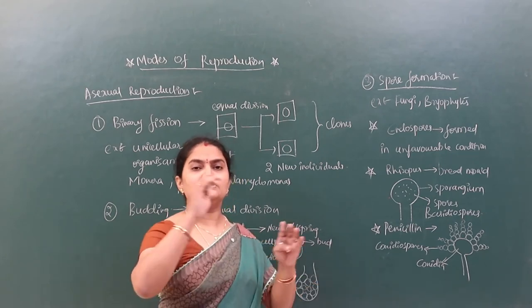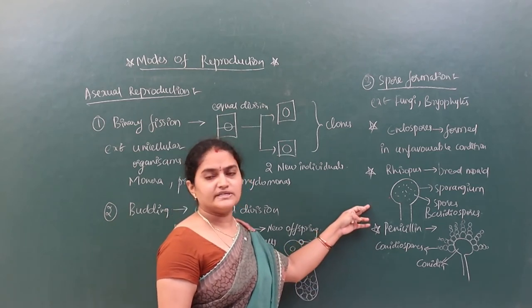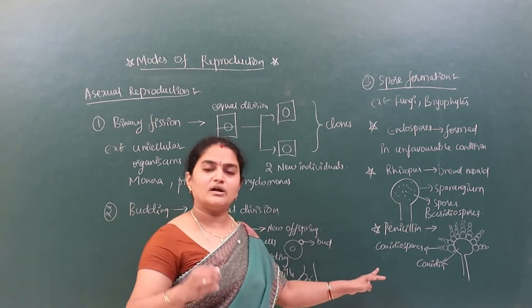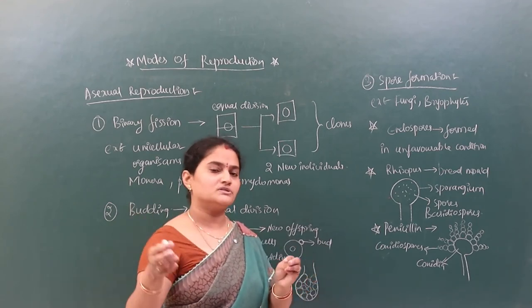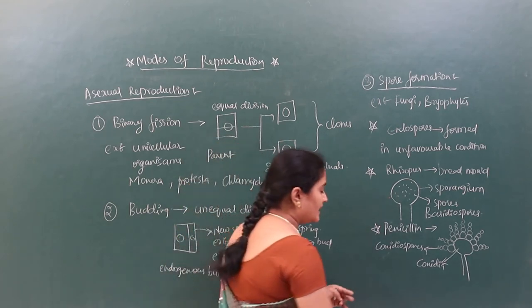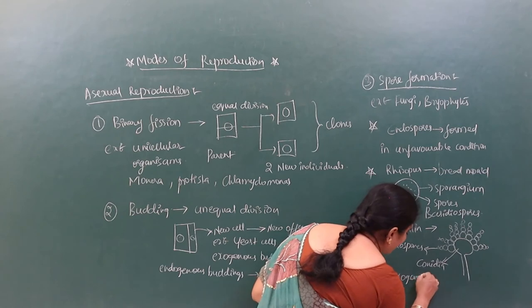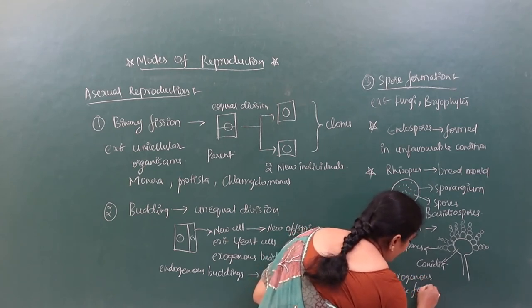That means exogenously all the spores are arranged here. It is an endogenous procedure and it is an exogenous procedure. Exogenous means outside of the sporangium; out of the sporangium there will be spores. So that's why here it is an exogenous spore formation.